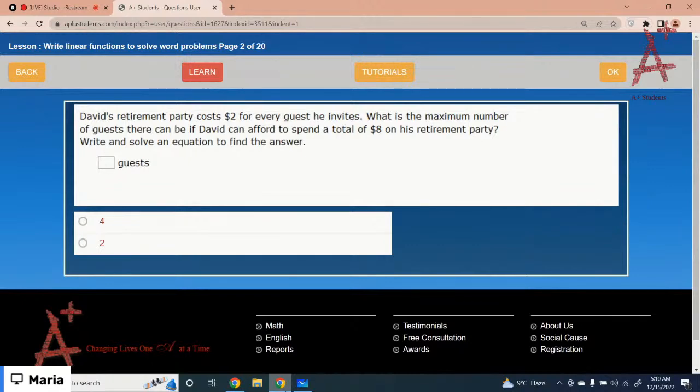So each guest he invites costs $2. So the total amount he has is $8. We have to find how many guests he can invite with $8. We have to write the equation and then find the value. So let's start with the equation first.